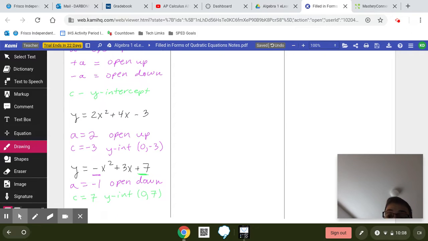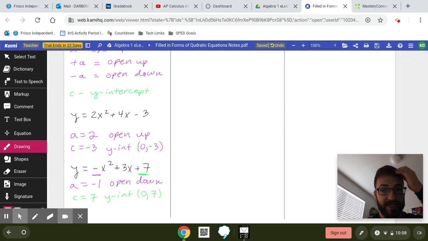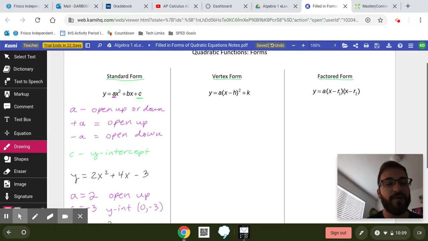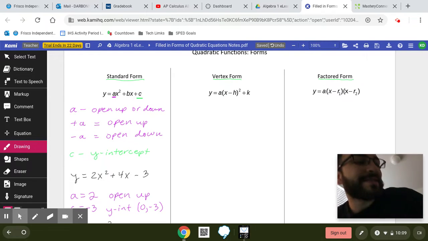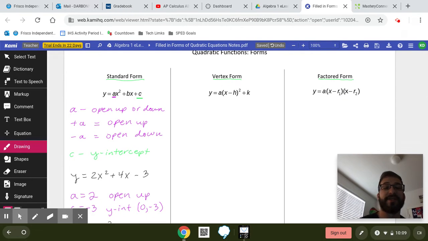So standard form, the two easiest things we can pull out of standard form are whether it's going to open up or open down, and the y-intercept. All right, so moving along to vertex form. We talked about this last time, that the vertex is that point at the bottom or at the top of our parabola. It's that point that everything kind of meets at. That's what a vertex means, the meeting of two lines.